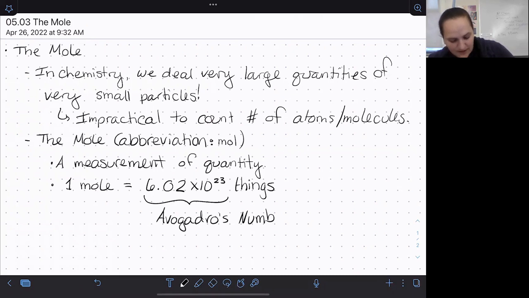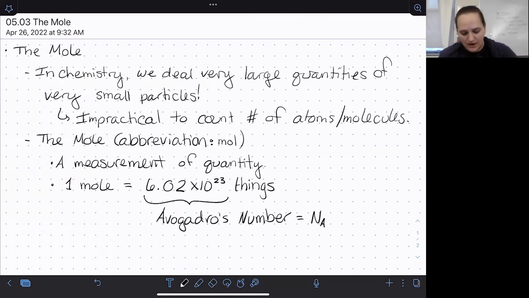A scientist by the name of Amedeo Avogadro was the guy who came up with this concept of an easier way to count things. It is technically defined as the amount of a substance that has the same number of particles found in exactly 12 grams of carbon-12. That is where this number came from. You don't really specifically need to know that. You just need to be able to use this number.